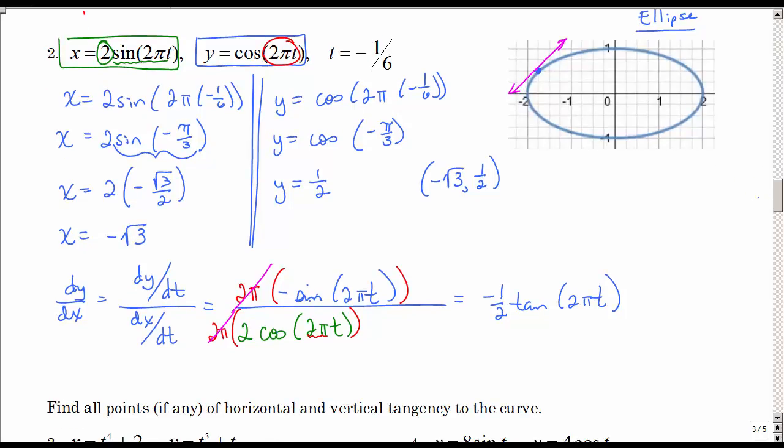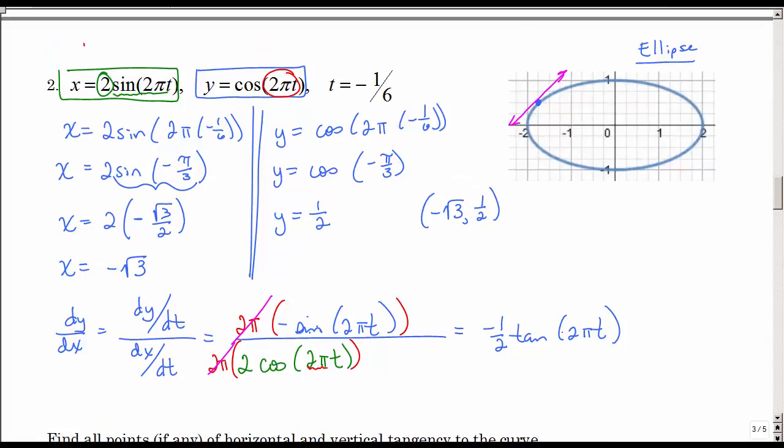Well, let's go ahead and see what happens if I let t equal negative 1/6. So I have negative 1/2 times the tangent, and we've done this before, so what's it going to be? That's going to be negative pi over 3. Alright, so we knew the cosine of negative pi over 3, we know the sine of negative pi over 3, you should know what the tangent is. In quadrant 4, the tangent is negative. So we're going to have negative 1/2.